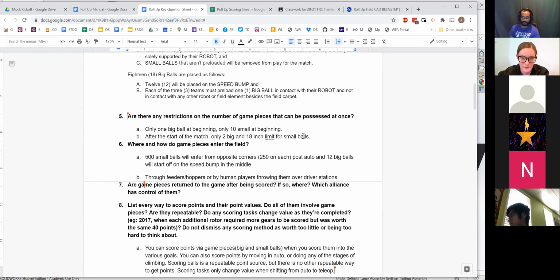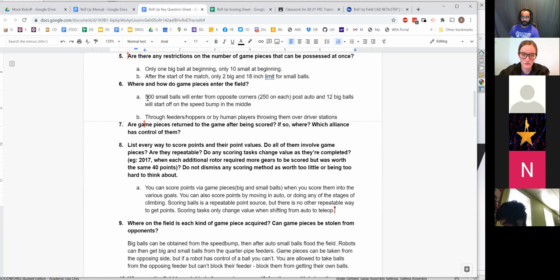Okay, yeah, so that 18-inch limit is going to be really crucial to our design, just because it's a rule we've never had before. As far as I know, it's a rule that's never been in FRC before. So it's definitely something weird to think about, where you can't just have a big open bin and store all the balls we want there.